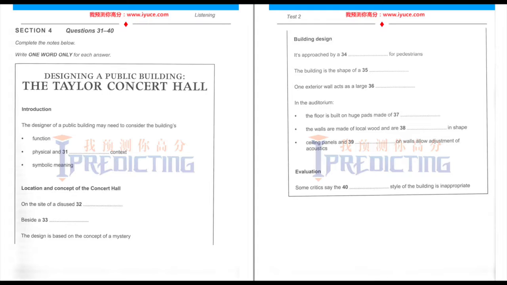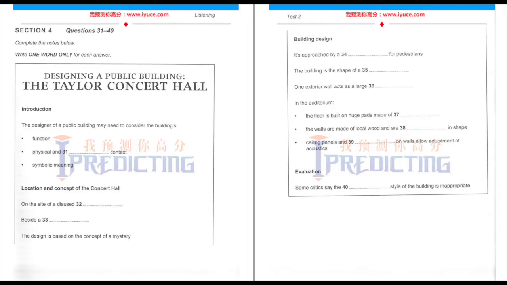Cambridge English, IELTS 11, Tests 1 to 4. Test 2. Section 4. Now listen carefully and answer questions 31 to 40.